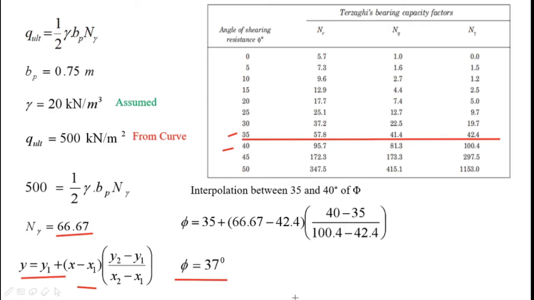So what we have done over here, in order to determine the value of Nq, is determine the value of phi corresponding to this N gamma equal to 66.67.